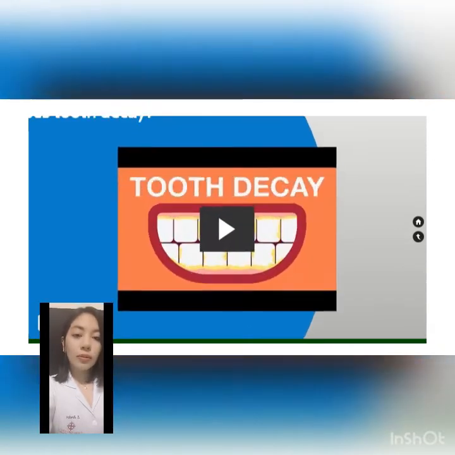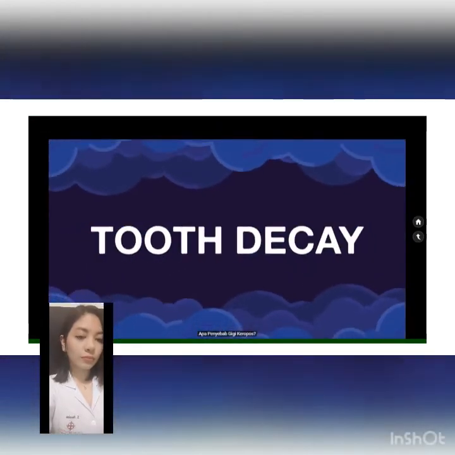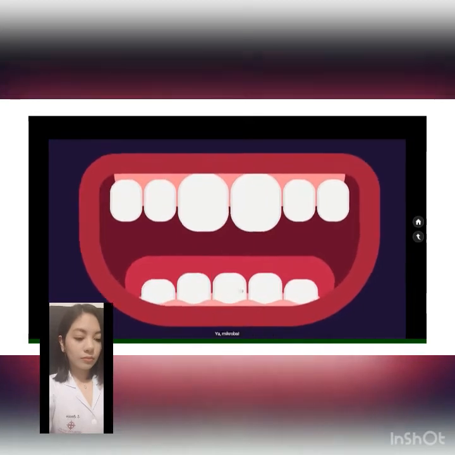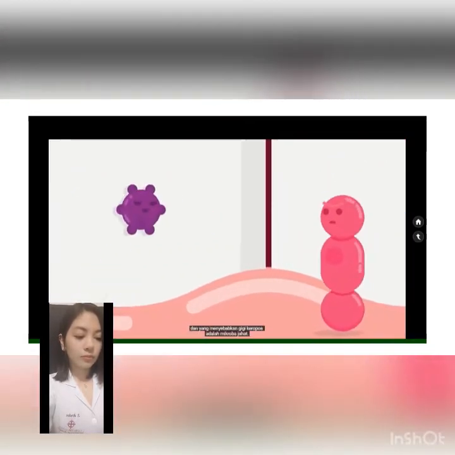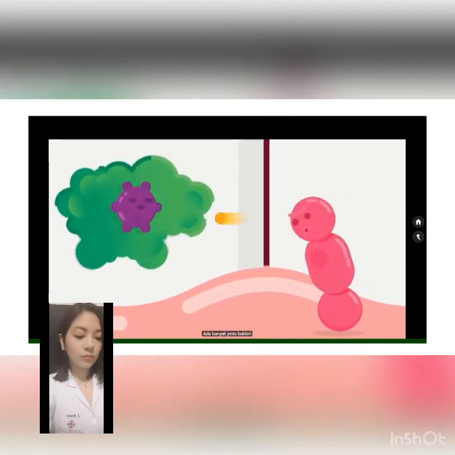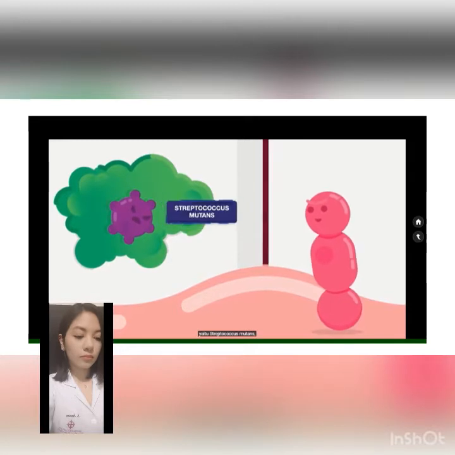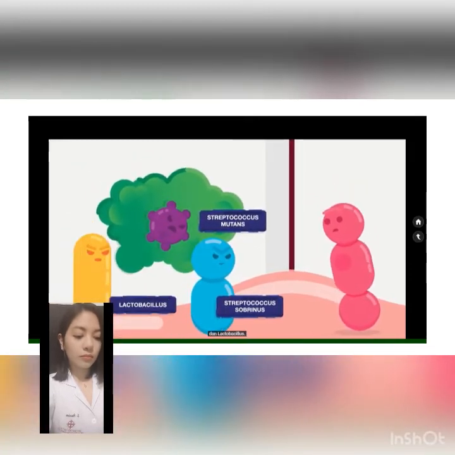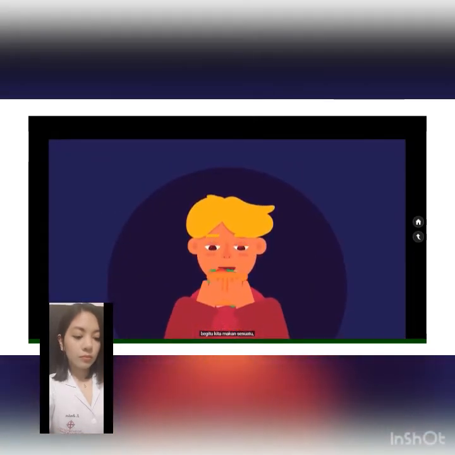What causes tooth decay? What is it that lives on our teeth, gums and tongue? Microbes. These microbes can be good or bad, and the bad ones can cause tooth decay. There are many types of bacteria that cause tooth decay. These can be Streptococcus mutans, Streptococcus sobrinus, and Lactobacillus. This is not at all exaggerated.